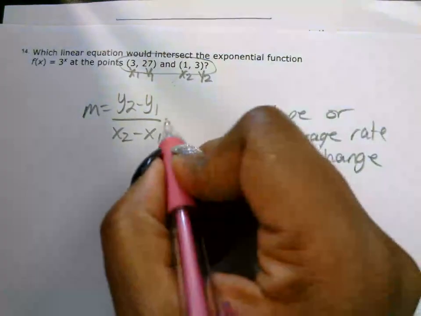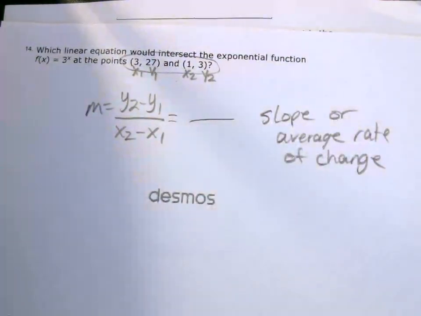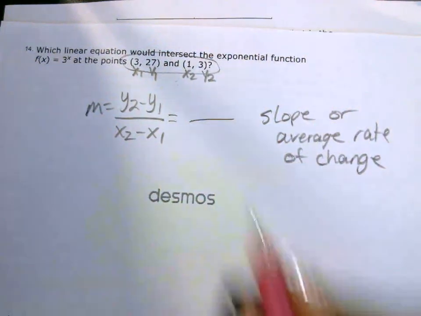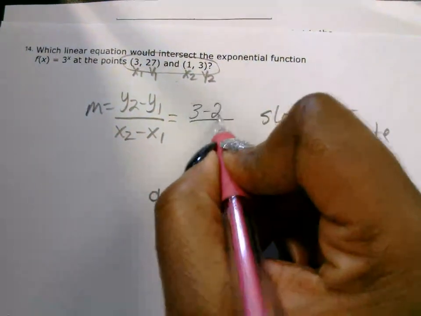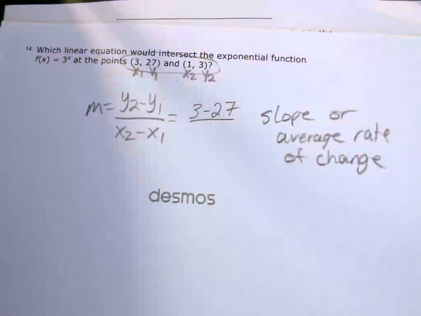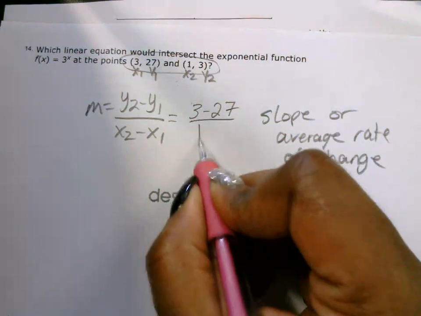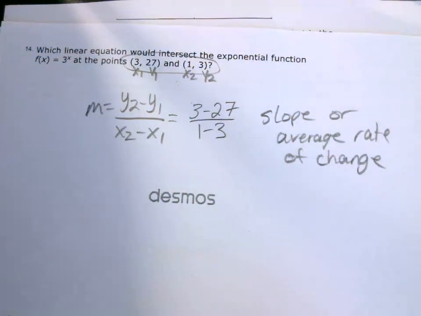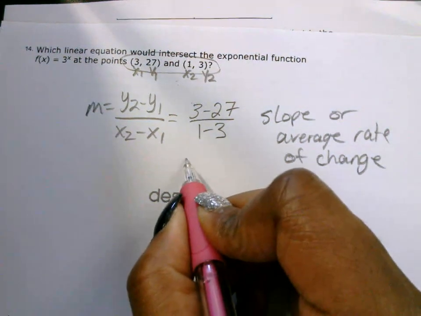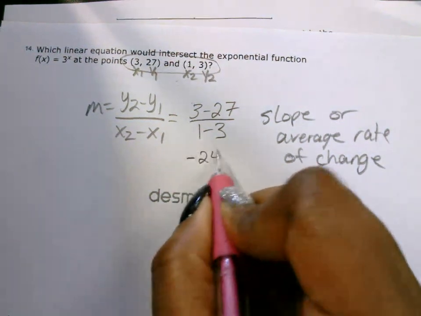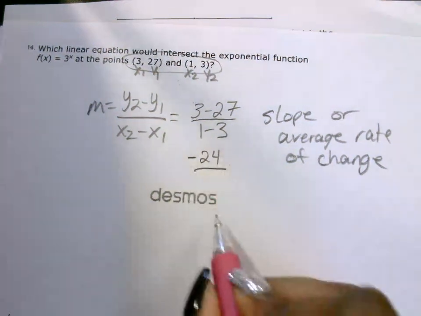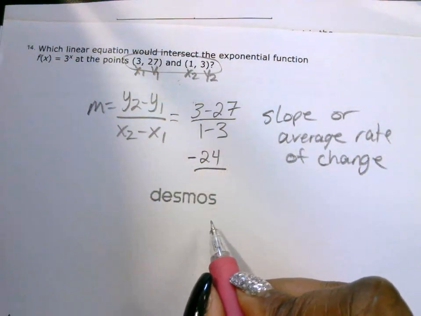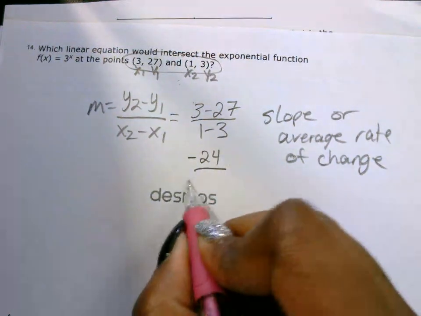So let's substitute. What numbers do we put on the top? What minus what? 3 minus 27. What numbers do we put on the bottom? 1 minus 3. This is calculator active, so you can type this in. What is 3 minus 27? Negative 24. What is 1 minus 3? Negative 2.